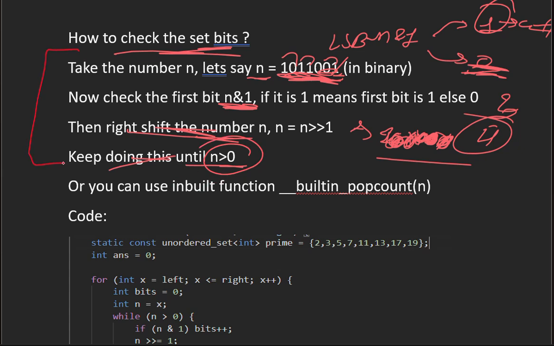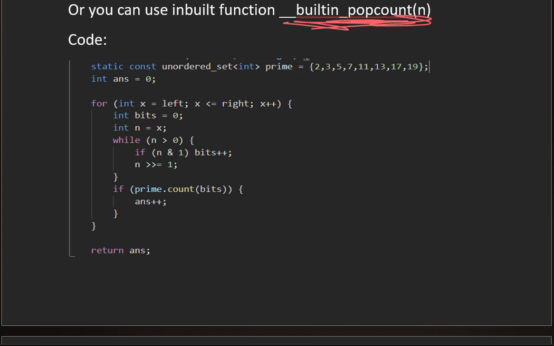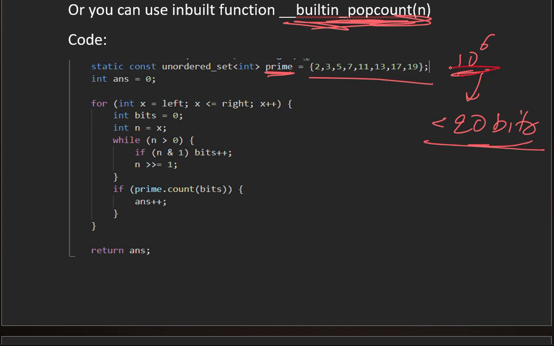If you don't want to do this approach, you can also use the inbuilt function to count the number of set bits. So let's see the code. We have stored all the prime numbers up to 20, because 10^6 at max takes less than 20 bits to represent. So even if 10^6 has all set bits, it can at max have 19 bits.